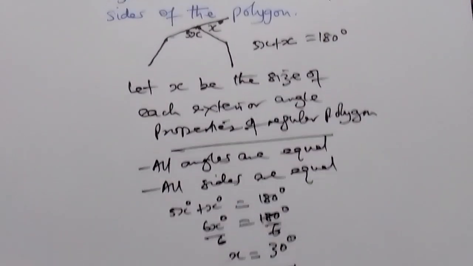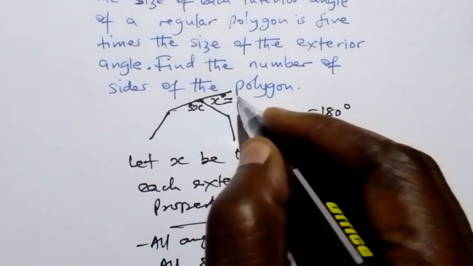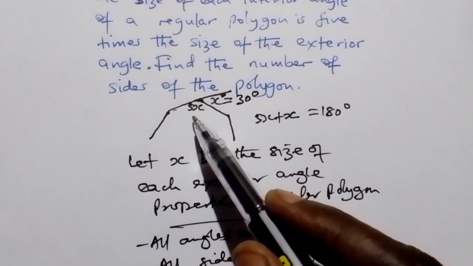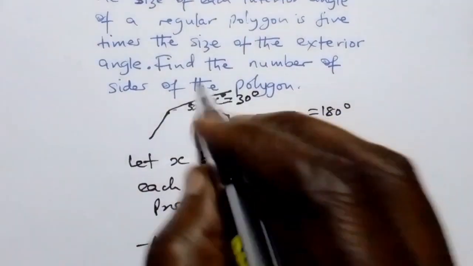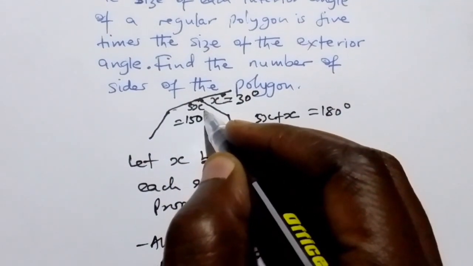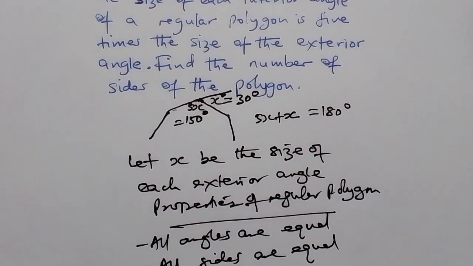So it means that this angle is 30 degrees, and this other angle is 5 times 30, which is equal to 150 degrees. The size of each interior angle of a regular polygon is 5 times the size of the exterior angle. Find the number of sides of the polygon.